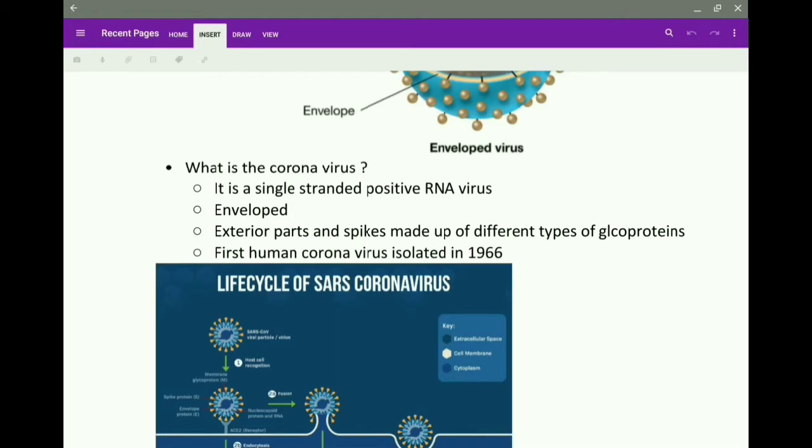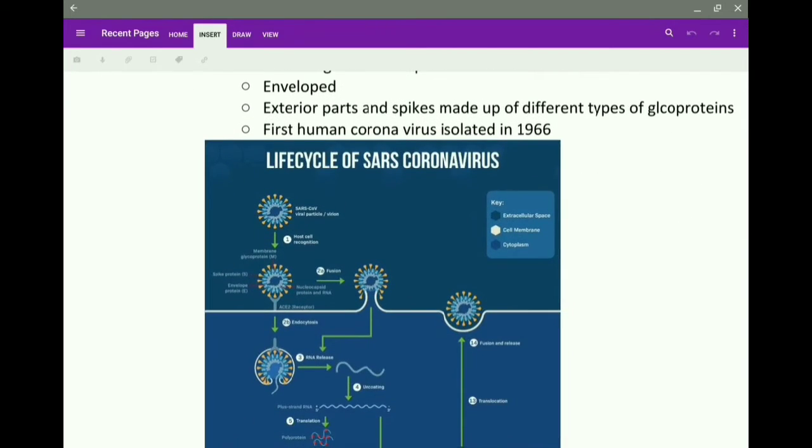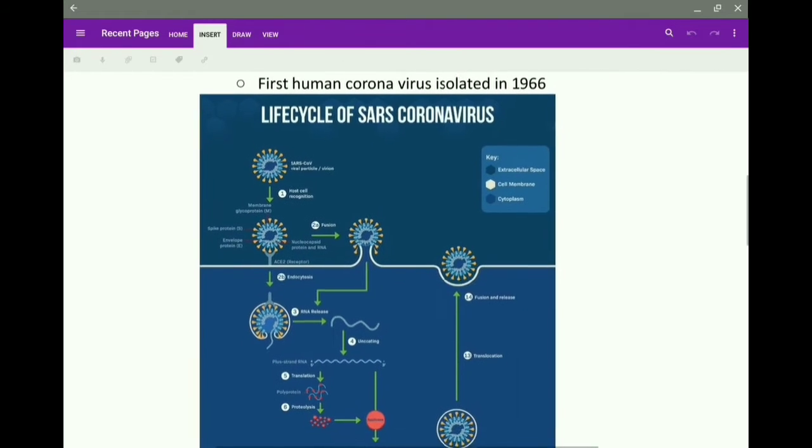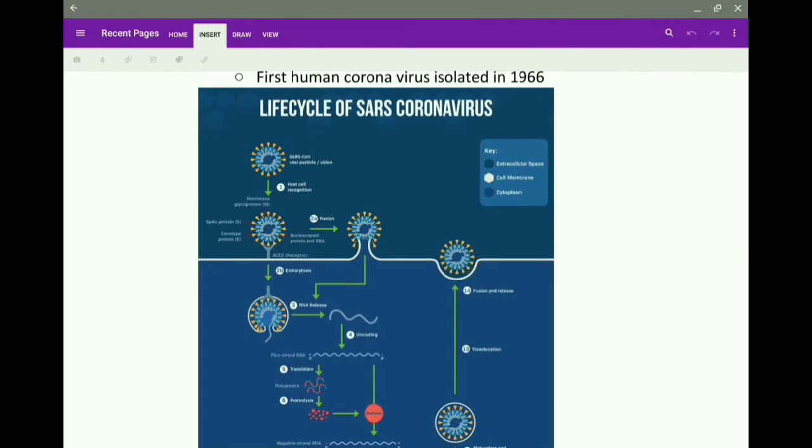Actually, the first human coronavirus was isolated in 1966 from somebody who had a cough problem, because it's a respiratory virus. So it affects the respiratory part of the living organism. Not all of it though, but the virus we're dealing with right now affects your respiratory parts.